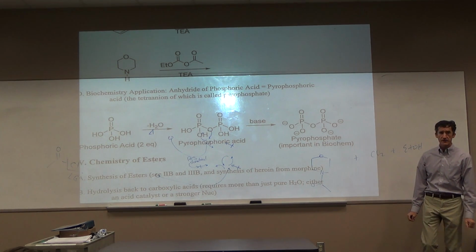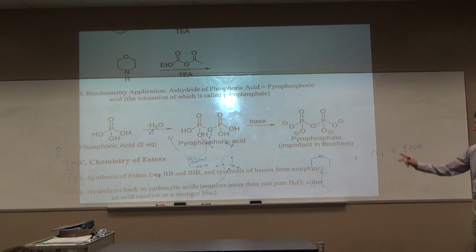And you will see this in biochemistry. But pyrophosphoric acid is analogous to a carboxylic acid anhydride.